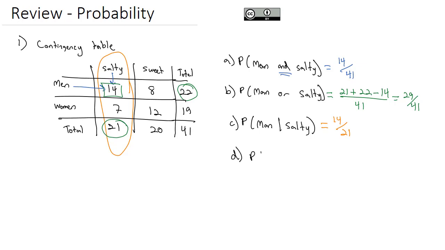We can actually switch it and say, what's the probability someone's a salty fan given they're a man? While this is similar, now the given information is the men. And so for the men, there's now 22 total people, and 14 of them prefer a salty snack. So kind of similar in that the numerator is the same, but the population that we're interested in is different. It's either the salties or the men, depending on what's given to us. So that's our contingency table that you should be able to find probabilities on.